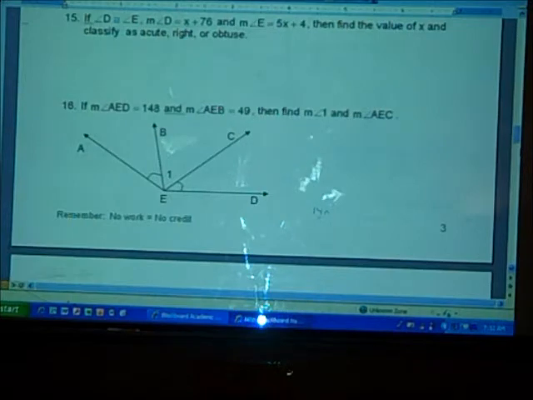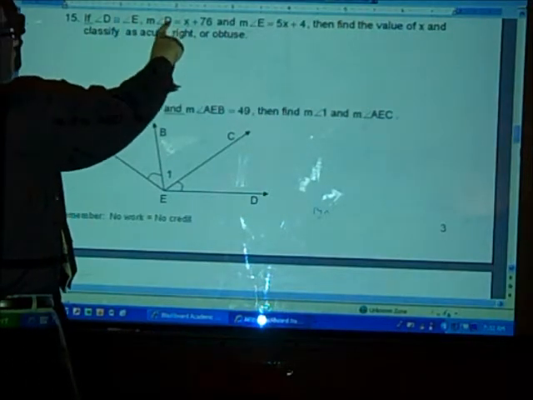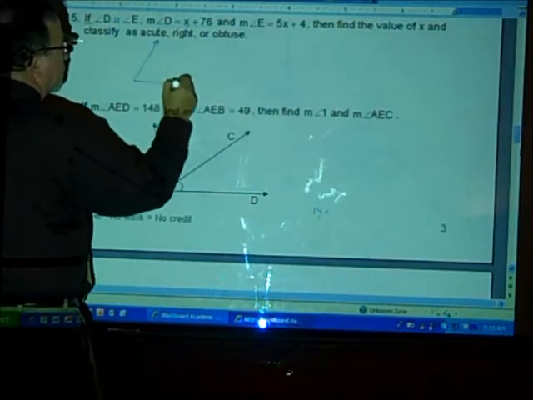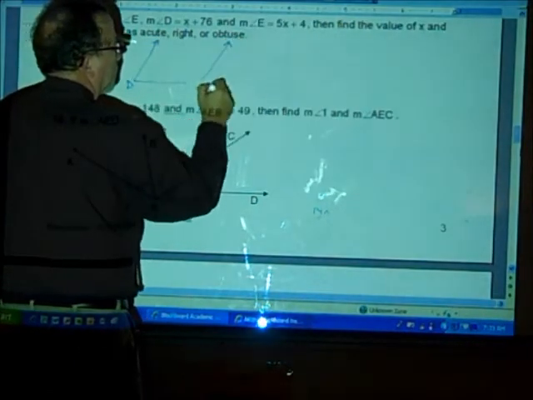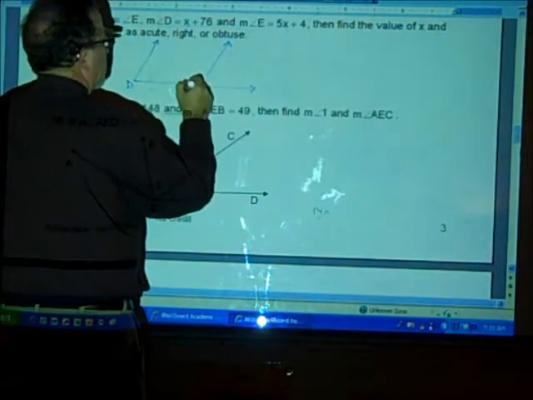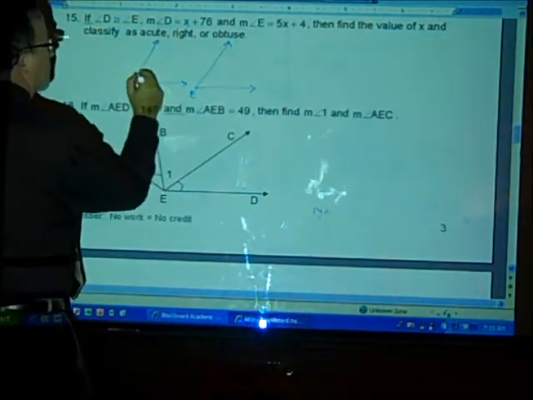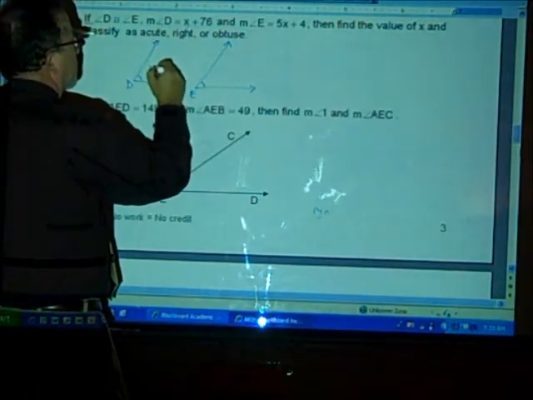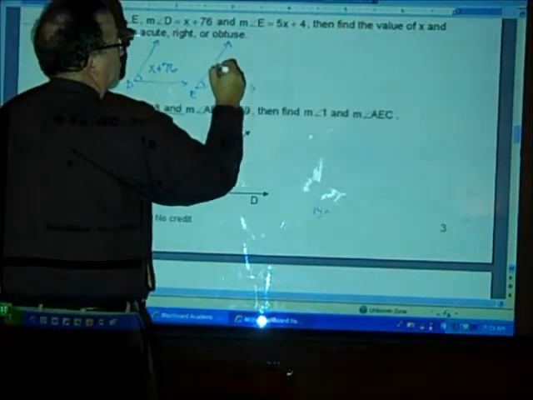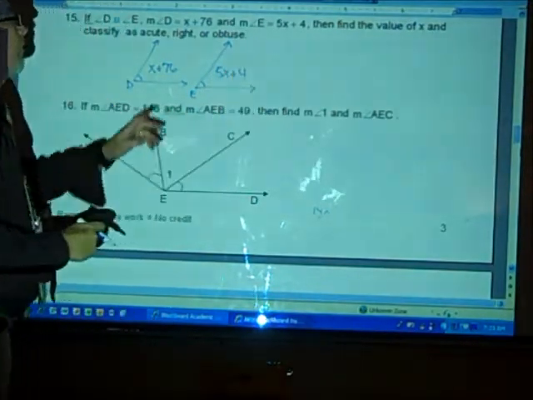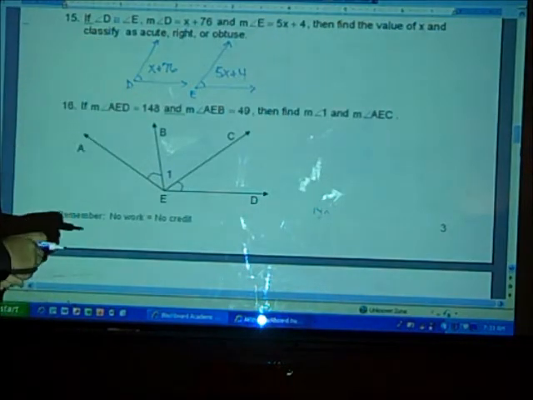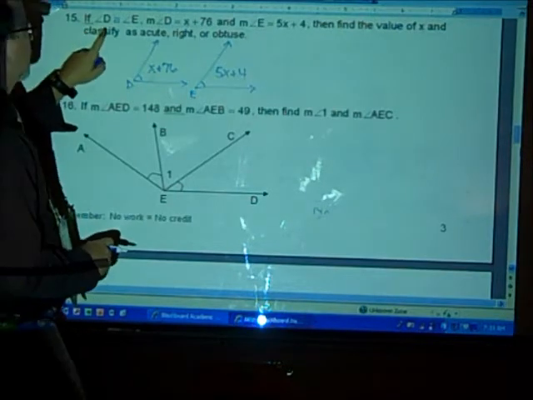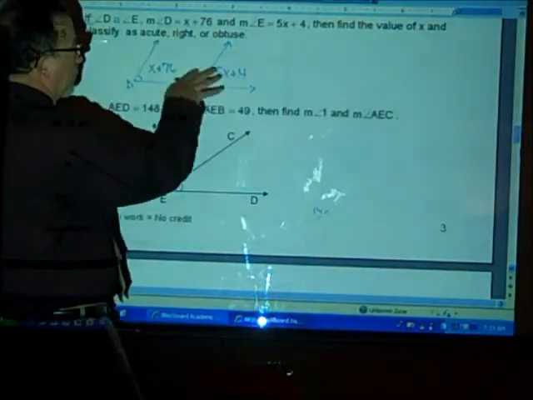Let's look at number 15. It says D is congruent to E, and then they give us some measurements. We don't need a picture, but I'm going to draw one just to have me doing this. We've got D here. We've got E here. It says they're congruent. X plus 76 over here. And then E is 5x plus 4. Find the value of x and classify angle E, because they're both going to be the same.